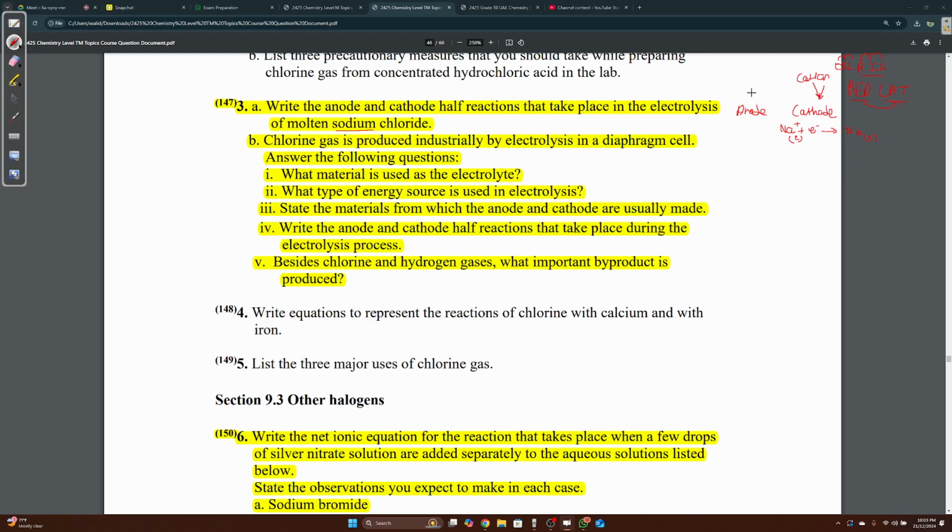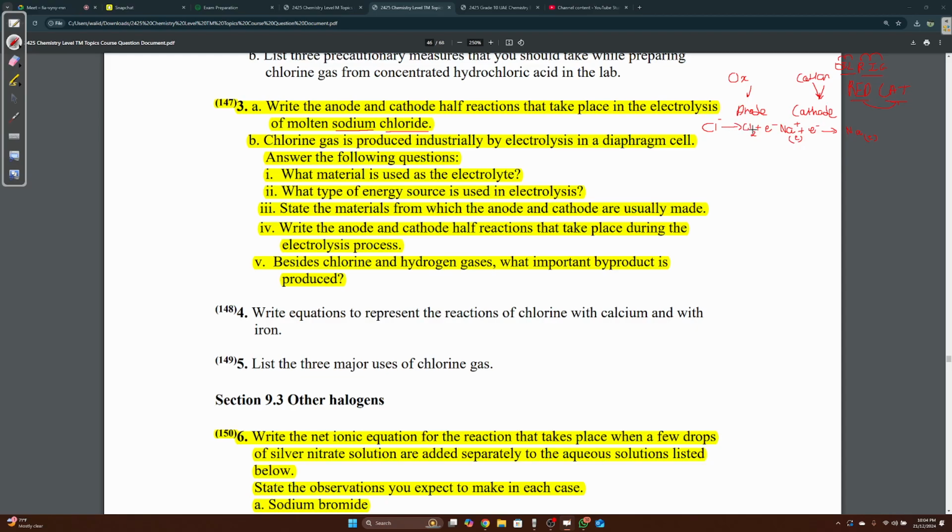At the anode, the cathode had the reduction, so the anode will have the oxidation. And oxidation is loss of electrons. So chlorine, Cl-, is going to lose electrons. So we're going to have chlorine here, and since we're losing electrons, the electrons will be at the end. How does chlorine exist? Chlorine exists as diatomic Cl2.